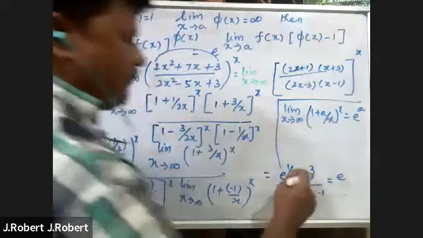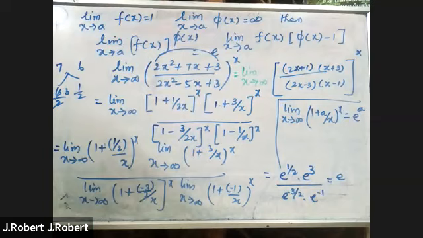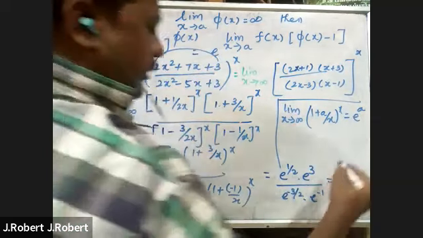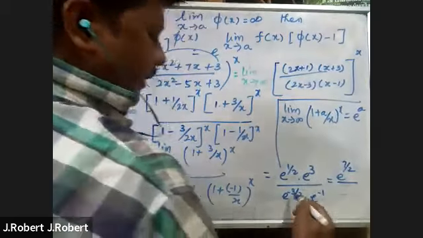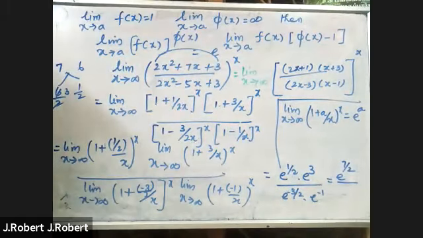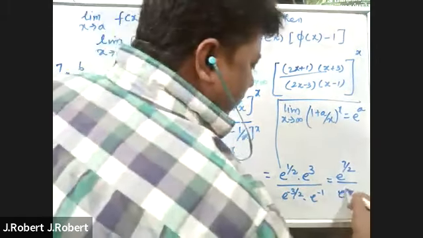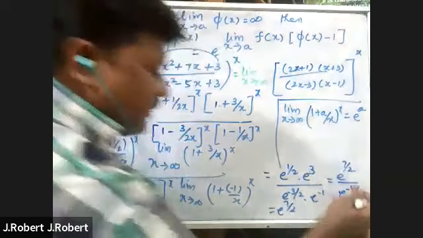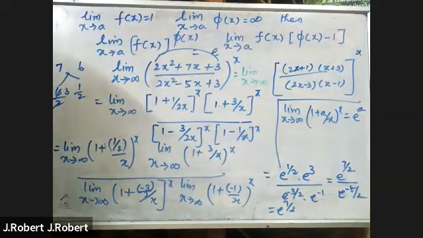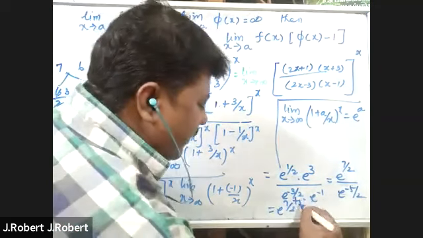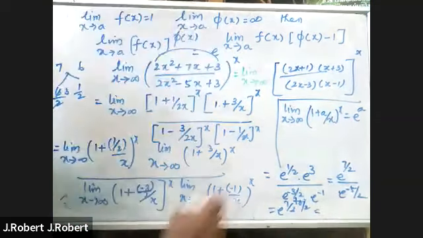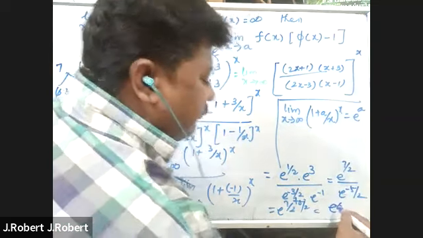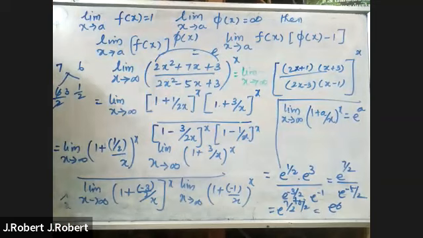So simplify 1 by 2 plus 3, which is equal to 7 by 2, divided by minus 3 by 2 minus 1, which is equal to e power minus 5 by 2. So now you can write this as 7 by 2. The minus 5 by 2 power goes to the numerator. This becomes plus 5 by 2. Simplifying, e power 7 plus 5, 12 by 2, which is equal to e power 6. Therefore, the answer is e power 6.